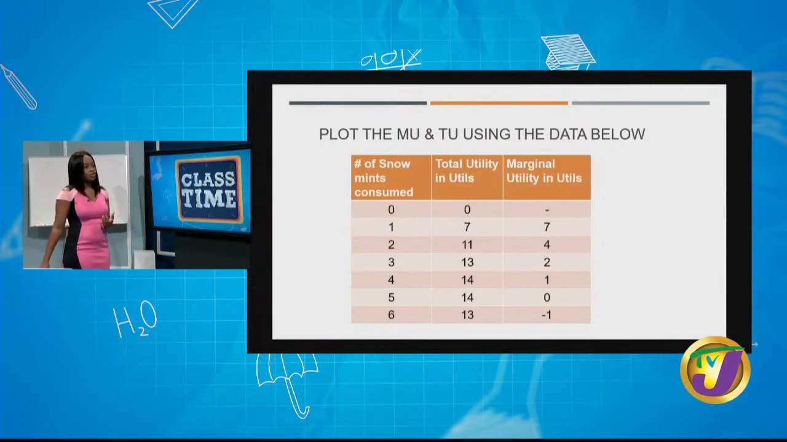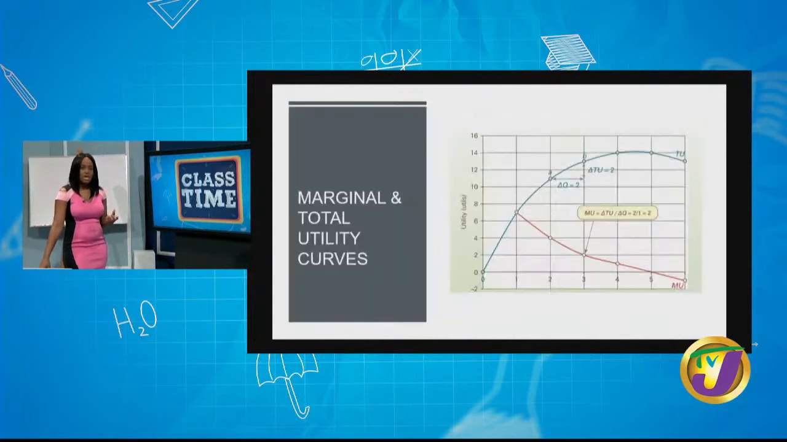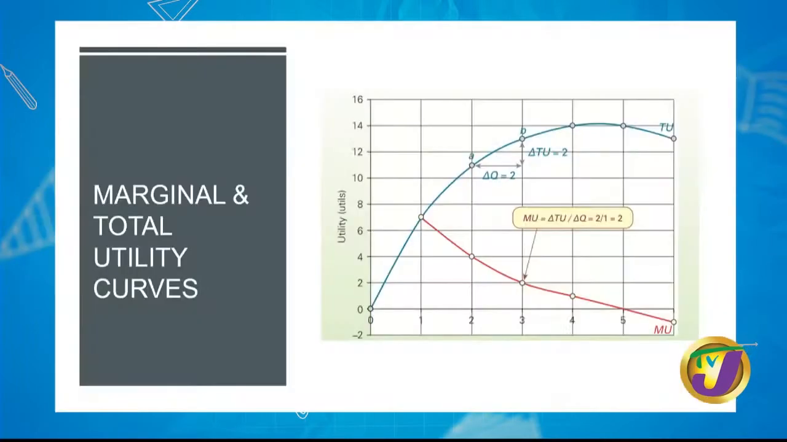Now, if you should use the data that was just shown to you to plot your total utility curve and your marginal utility curve, this is what it would look like. You'll notice the total utility curve increases sharply initially. That's when the marginal utility is at its highest. And then the curve gets a little flat because the law of diminishing marginal utility sets in, and MU is decreasing. And then we notice the total utility curve dips, and that's what happens when MU becomes negative.